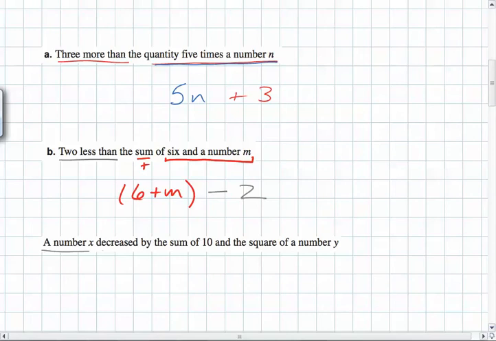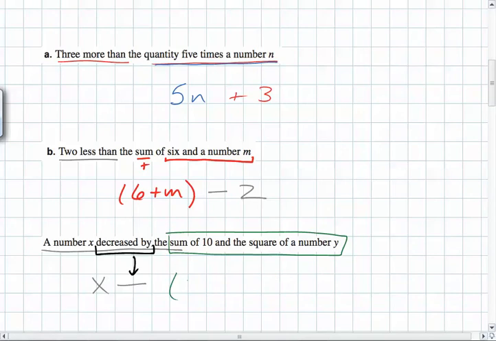A number x is decreased by the sum of 10 and the square of a number y. So x is going to be decreased by. In this case, decreased by is that minus sign, the sum of 10 and the square of a number y. The tricky part is you have to come up with the sum of 10 and the square of a number y. You have to add them together inside parentheses there. You have to be careful and read these slowly. So a number x is decreased by, so you have the minus sign, the sum, so the sum in this case is the addition sign, of 10 and the square of a number y. So you're squaring y.